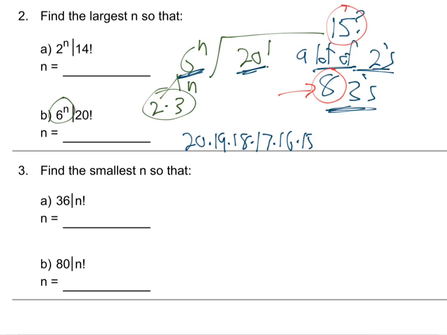Because to make a 6, you need a 2 and a 3. Because to make a 6, you need a 2 and a 3? And so? No, you guys are right. How would you explain that?